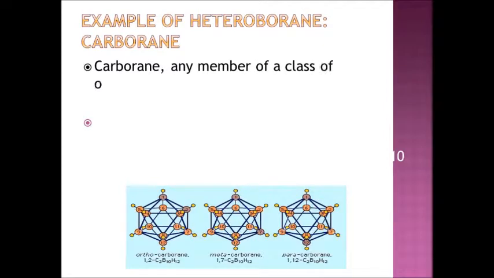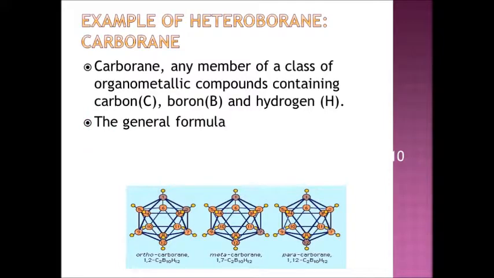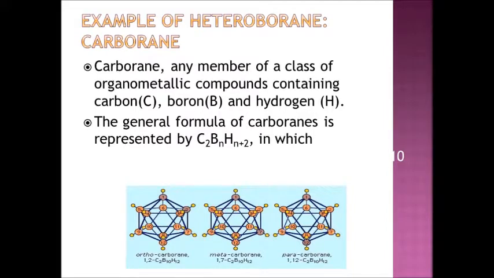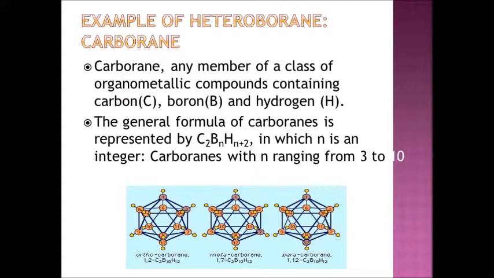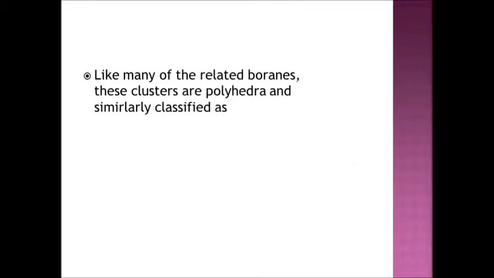Carborane is any member of a class of organometallic compounds containing carbon, boron, and hydrogen. The general formula of carboranes is C2BnHn+2, where n is an integer. Carboranes with n ranging from 3 to 10 have been characterized. Like many of the related boranes, these clusters are polyhedral and similarly classified as closo, nido, and arachno.